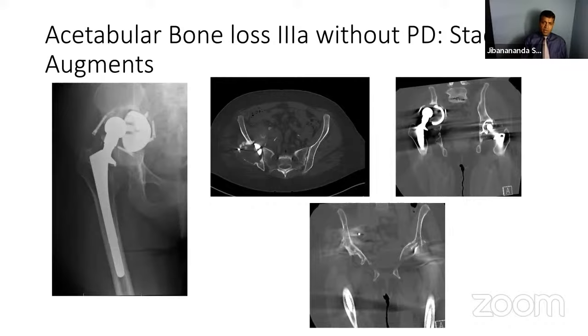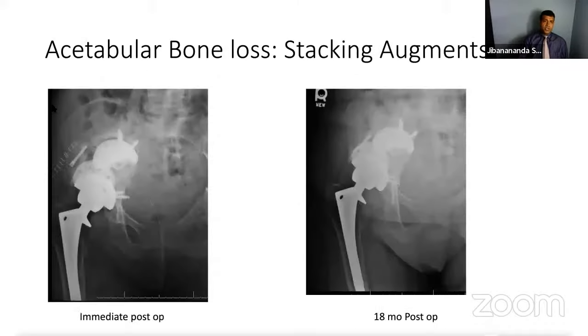We stacked several augments. I combined augments with cement and used the first one almost like a dome. We secured that to almost the SI joint, to whatever ilium I had left posteriorly, and then built up with 2 more augments and a pretty large cup. Even then we barely restored the center, which is still about 1 centimeter up. But this is where most of the available bone was to give me some kind of support.